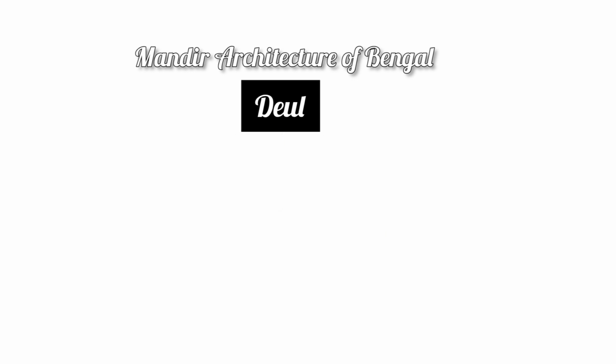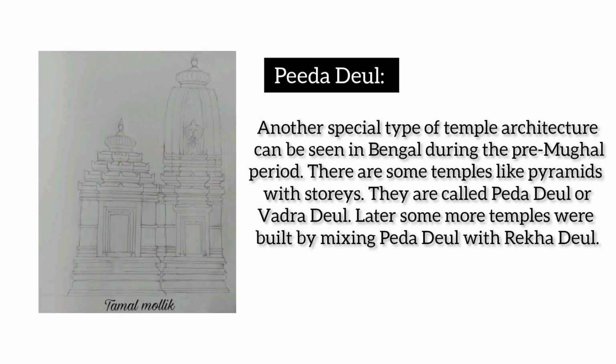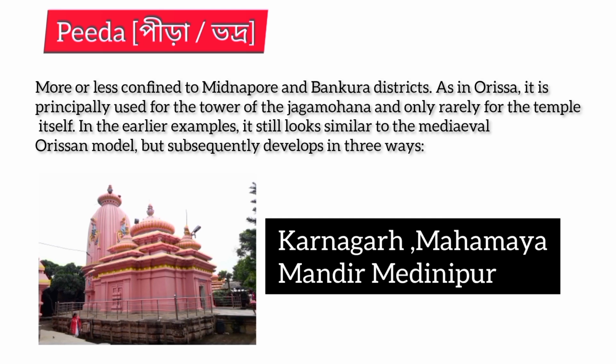Peeda Deul. A special type of temple architecture can be seen in Bengal during the pre-Mughal period. There are some temples like pyramids with storeys. They are called Peeda Deul or Bhadra Deul. Later, some more temples were built by mixing Peeda Deul and Rekha Deul. Peeda or Bhadra is more or less confined to Midnapur and Bankura districts. As in Odisha, it is principally used for the tower of the Jagamohan and only rarely for the temple itself.